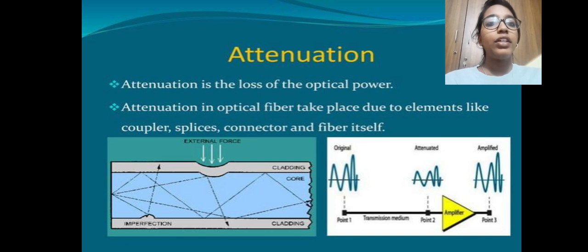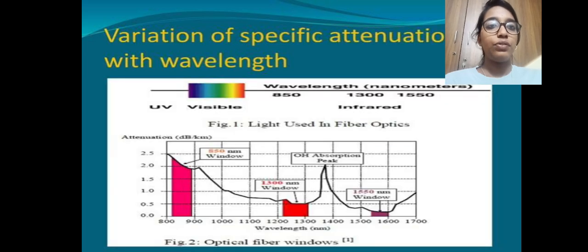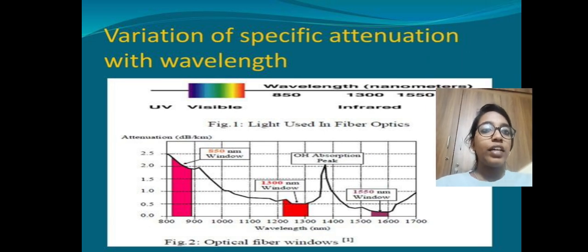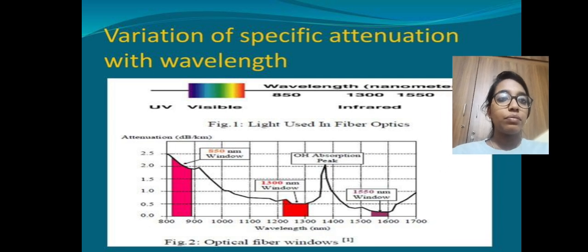Attenuation. Attenuation is a loss of the optical power. Attenuation in the optical fiber takes place due to elements like coupler, splitter, splices, connector, and fiber itself. Variation of specific attenuation with wavelength.